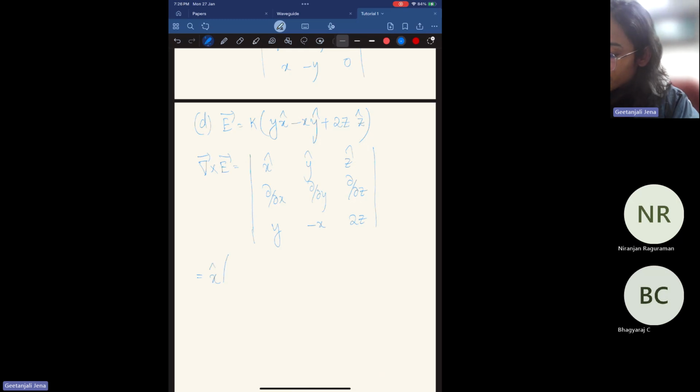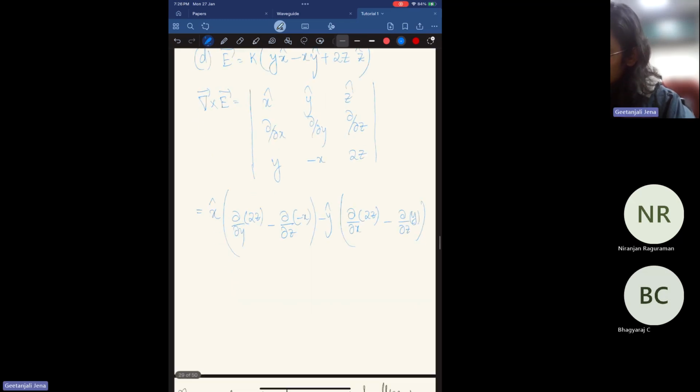So this will be X cap, ∂/∂Y of 2Z minus ∂/∂Z of minus X, minus Y cap, ∂/∂X of 2Z minus ∂/∂Z of Y. In the Z component, it is Z cap, ∂/∂X of minus X minus ∂/∂Y of Y.